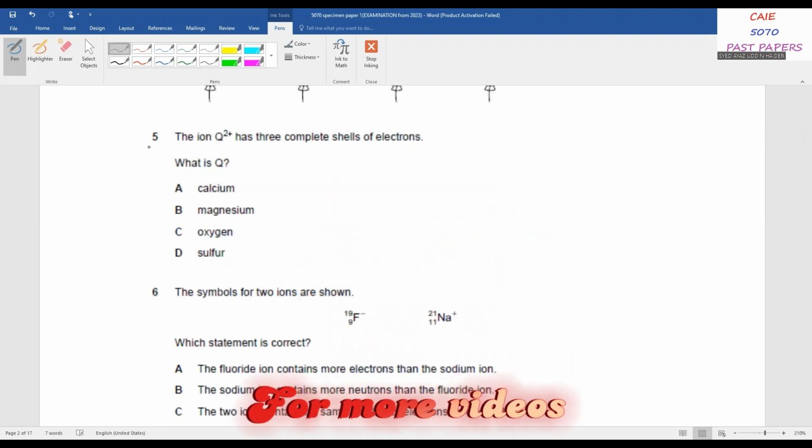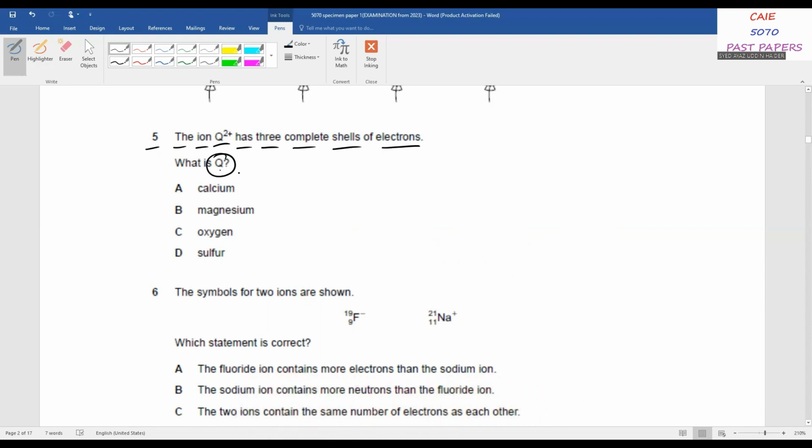Number 5. The ion Q2+ has 3 complete shells of electrons. What is Q? Q2+ means it must be a metal which has lost 2 electrons. Now look at the periodic table. They said that it has 3 complete shells of electrons.